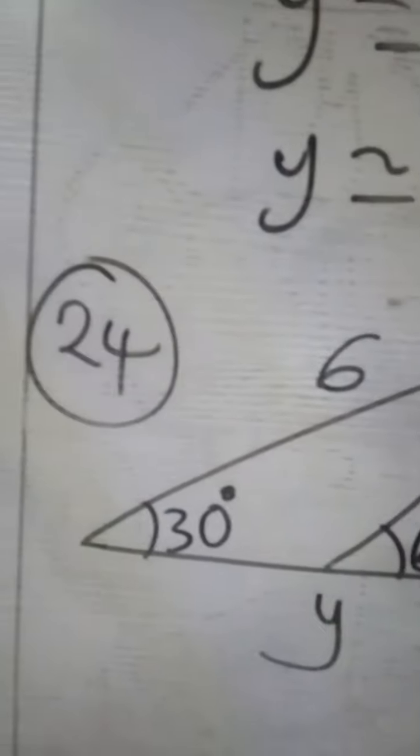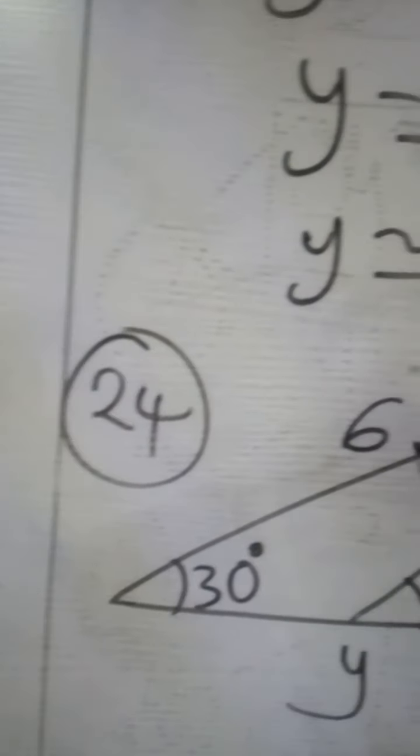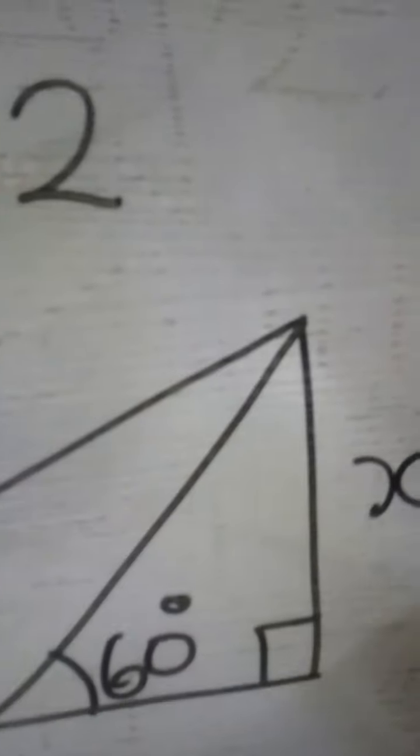So I have opposite, then I've been given the hypotenuse, which is 6. So opposite and hypotenuse, that is sine 30 degrees. Sine theta equals opposite over hypotenuse. Opposite of 30 is x, all over hypotenuse, which is 6. So I cross multiply.